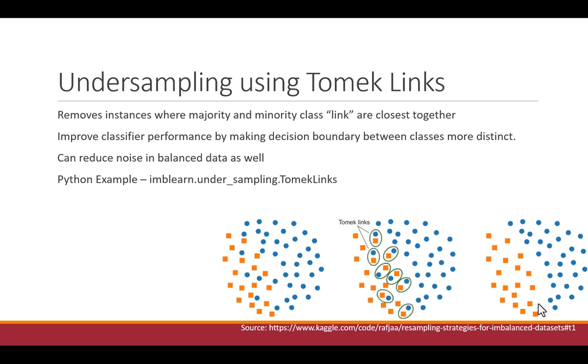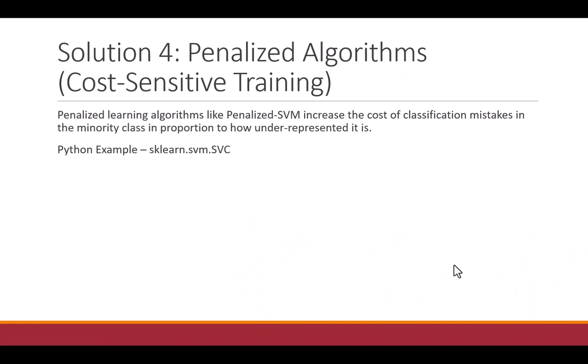Interesting about Tomek links, and the reason I wanted to mention them a little more, is that even if you have balanced data, it's really good at removing noise in case you need to consider that within your data. So that could be something very interesting to consider. Going on.